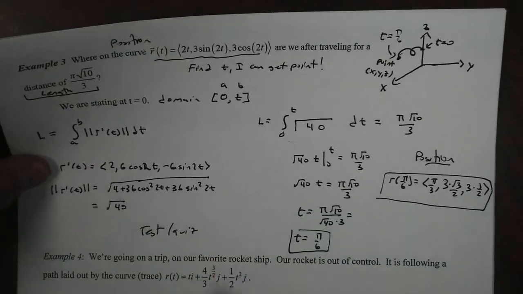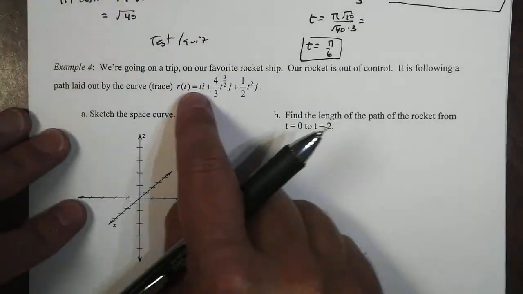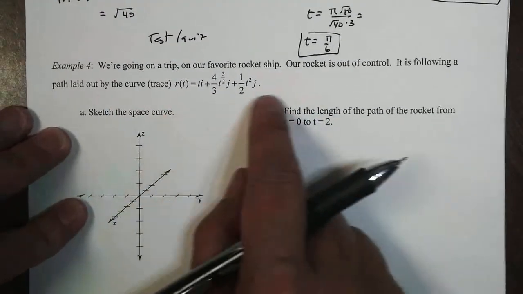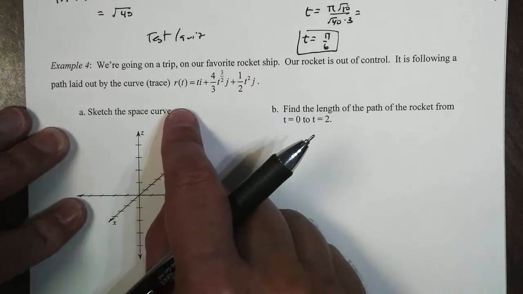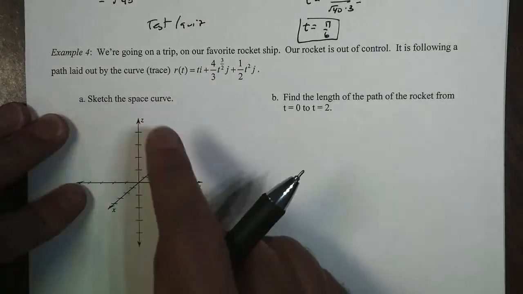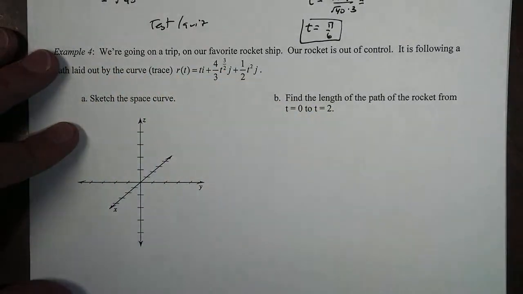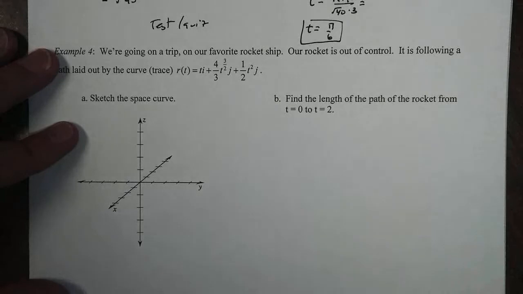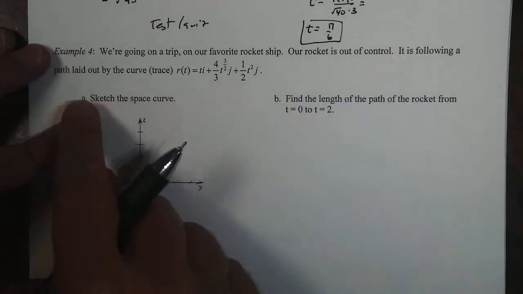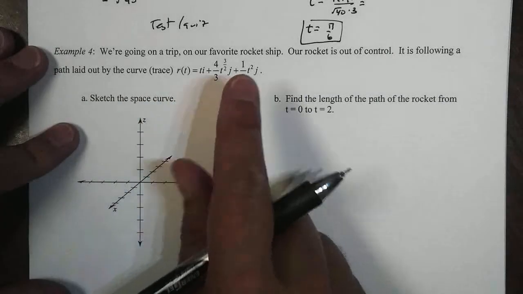All right. The next one is going to introduce us to graphing these, sketching a space curve. And this is a little bit tricky. We're going to take a look at a bunch of these. Maybe in another video we can take a look at some more. So we're going on a trip on our favorite rocket ship. Our rocket is out of control, and it is following the path laid out by the following trace.